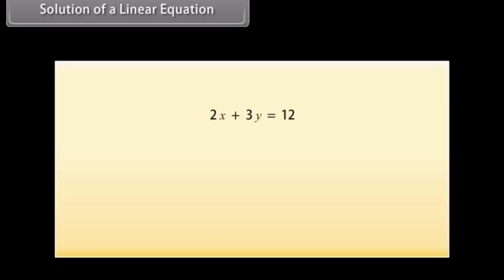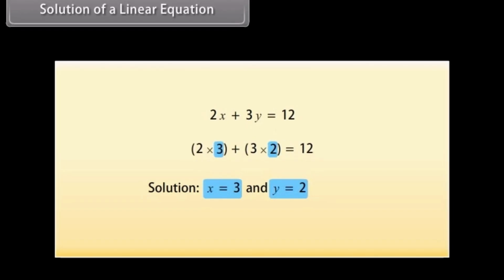Let us take the equation 2x + 3y = 12. Here x = 3 and y = 2 is a solution, because when you substitute x as 3 and y as 2 in the equation, you find that the answer becomes 12. We can also write this solution as (3, 2), because the value of x here is 3 and the value of y is 2. Similarly, (0, 4) is also a solution for this equation, because when you substitute x = 0 and y = 4, you find that the answer becomes 12.